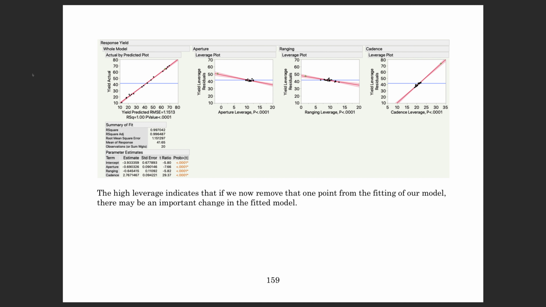Okay, so how can we illustrate that? What we can do is refit the model with that 1 data point excluded from the model fit. Remember, we already have a very high adjusted R-squared. We already have all 3 variables strongly significant, and we have roughly -0.6, -0.6, and 2.8 as our 3 coefficients.